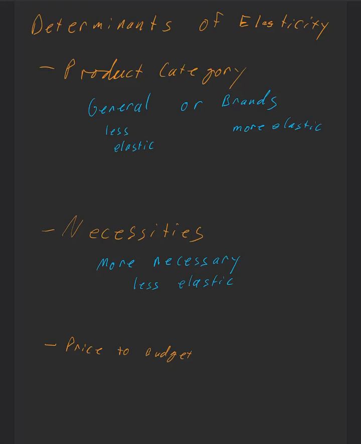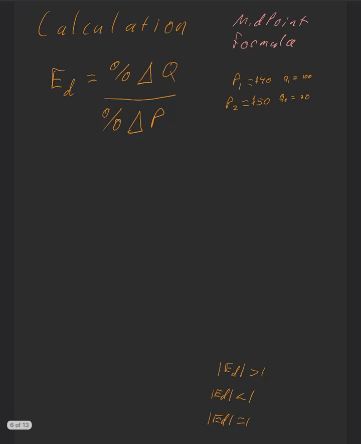A 1% change in the price of a house or a car will cause us to be much, much more sensitive. So the larger the portion of the budget, the more elastic, the more sensitive. More elastic. Okay, so there are many ways to calculate elasticity.